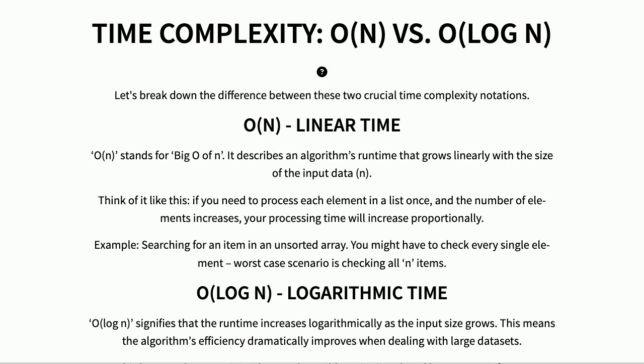Imagine searching a phone book. Binary search, O(log n), quickly narrows down possibilities by half in each step, whereas linear search would check every single name. Logarithmic time scales much slower as data grows, making it ideal when you're dealing with huge amounts of information.